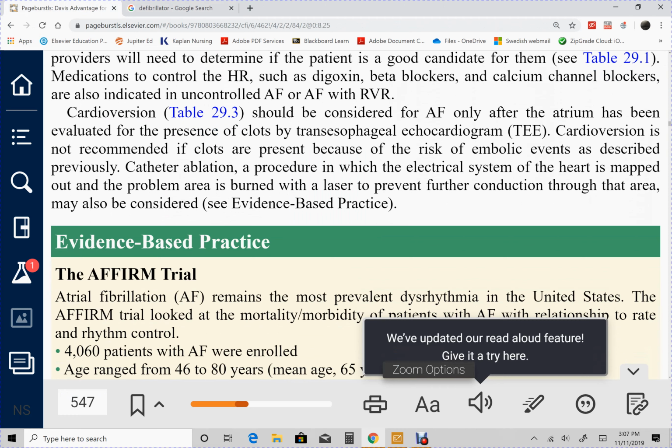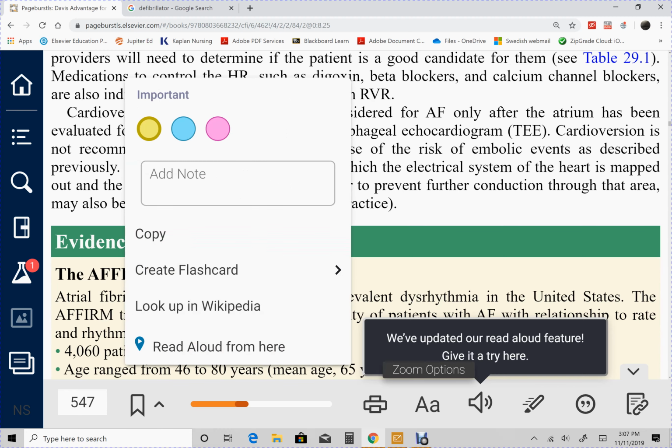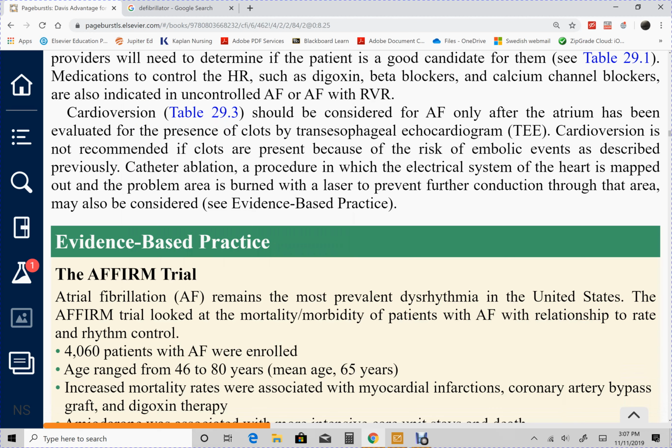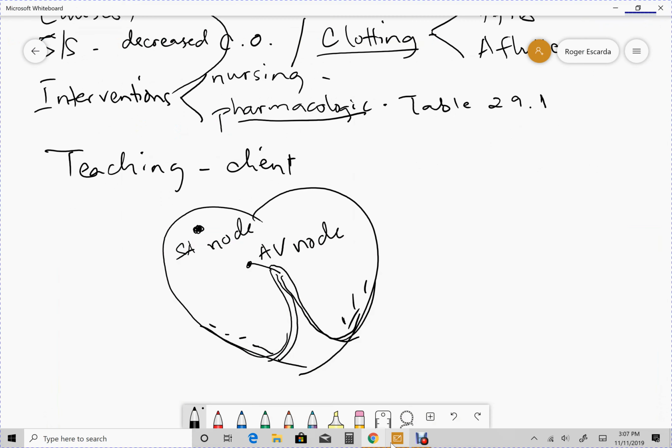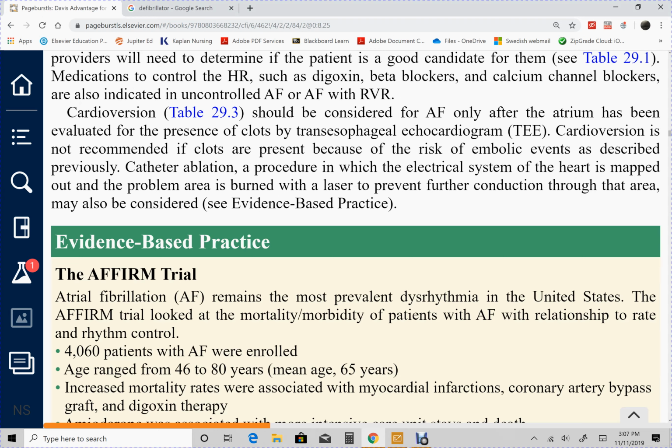The other option is catheter ablation. So let's say the patient does have blood clots found in the heart, so they can't do a cardioversion. They can do a catheter ablation. Before they do this in the cath lab, the patient will have to undergo an EPS. For an ablation, the patient has to have an EPS. EPS is electrophysiologic study. This is done by a cardiologist.